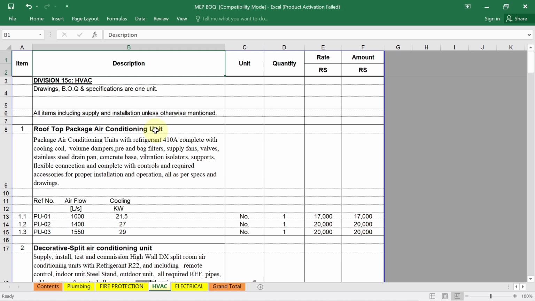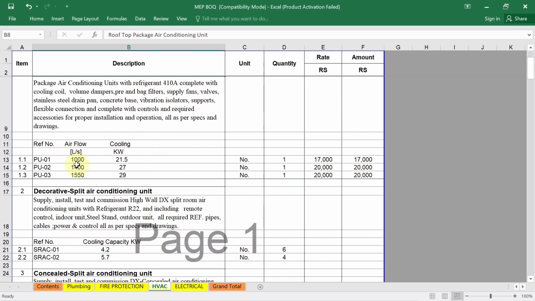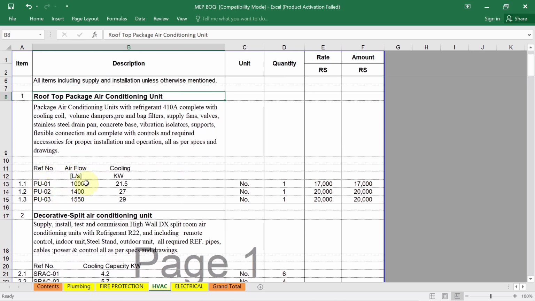In your project, whichever type of unit or equipment you are using, we need a clear and detailed description for each item. Let's say you are using a rooftop package air conditioning unit: we need its details, its airflow rate, type, reference number, and the airflow which you have calculated from the heat load calculation. In our case, let's say we are using three rooftop package air conditioning units. PU01, their airflow is 1000 liter per second. PU02, their airflow rate is different. Then cooling in kilowatt, their capacity is given. In this way you have to provide a clear and detailed description for each item.